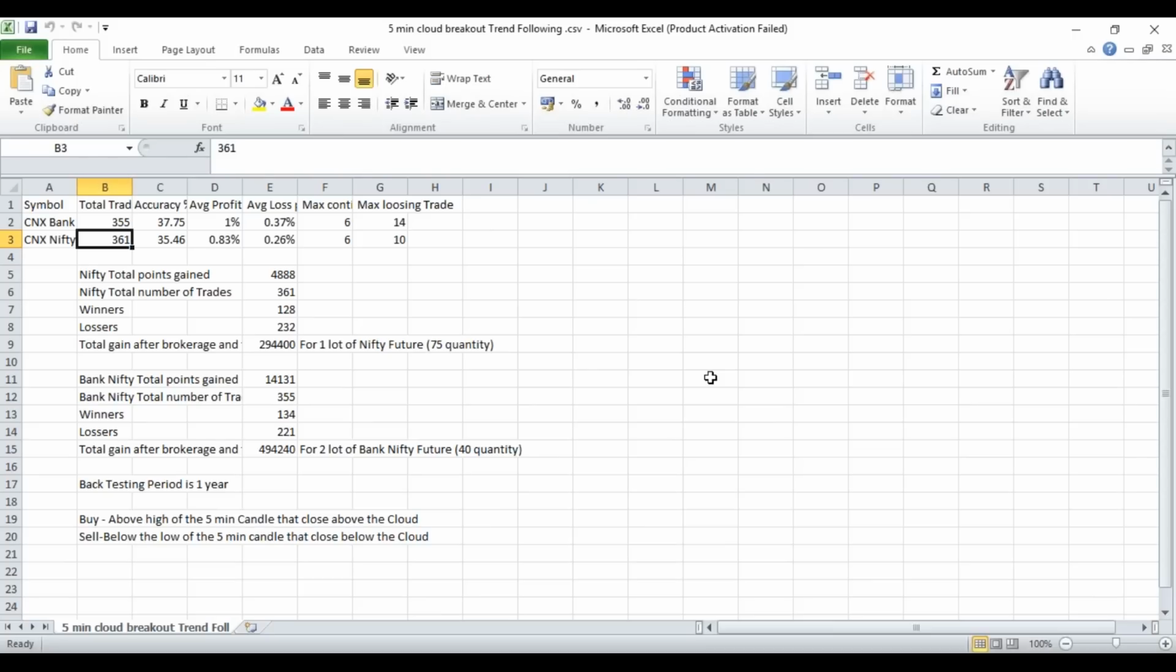The accuracy, as I said, it is a trend following strategy. Accuracy was low, only 35%. But look at the risk reward. The average profit was 0.83% against the average loss of only 0.26%.